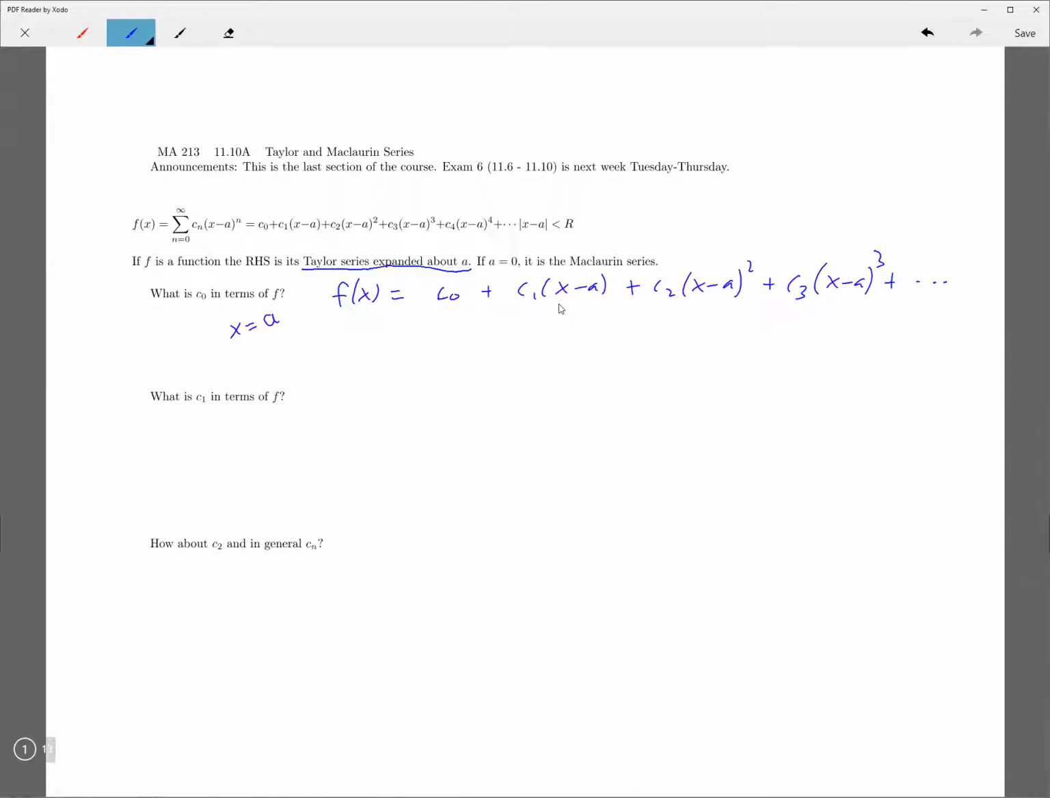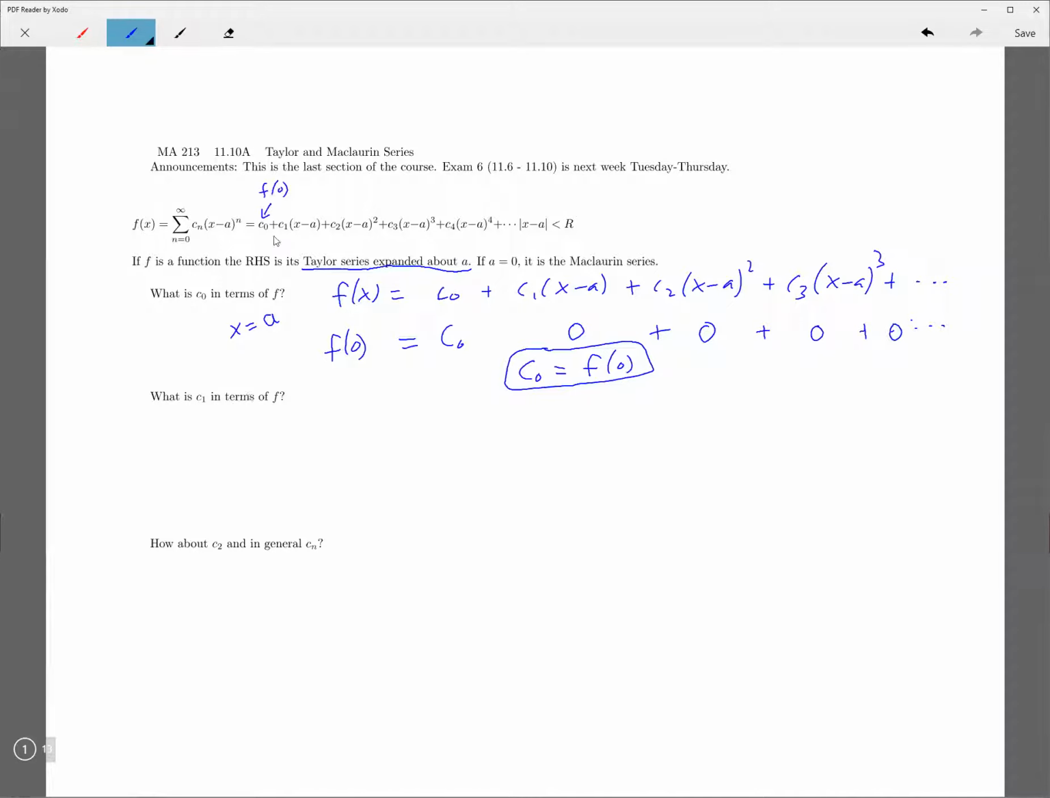And what happens if x is a? What happens to this? It goes to 0. Yeah, what happens to this? That's 0 squared, which is also 0, right? Everything's 0. And then C0. So that means that C0 is just f of a. So this guy right here is just going to be f of a.